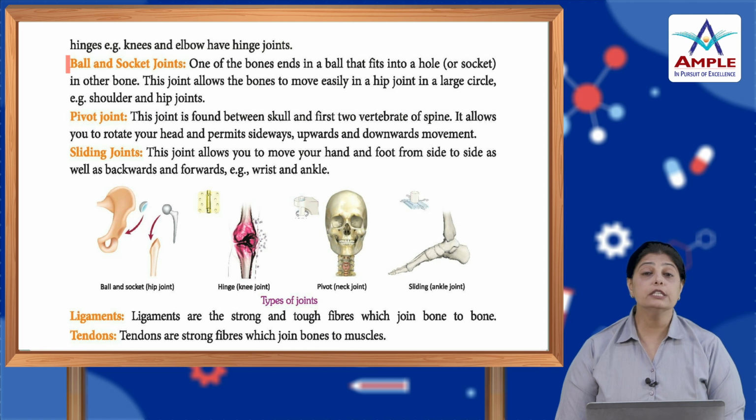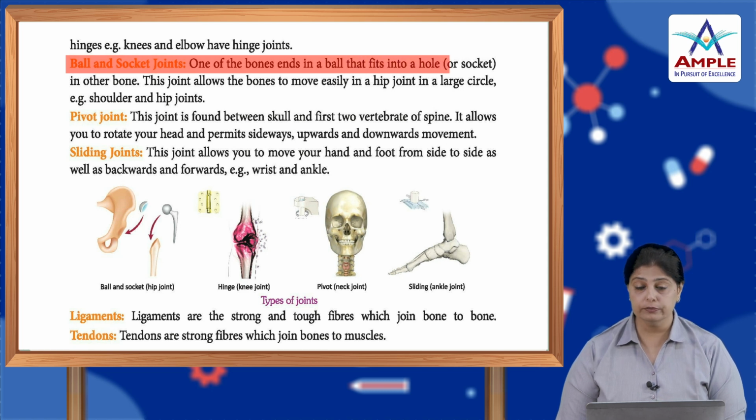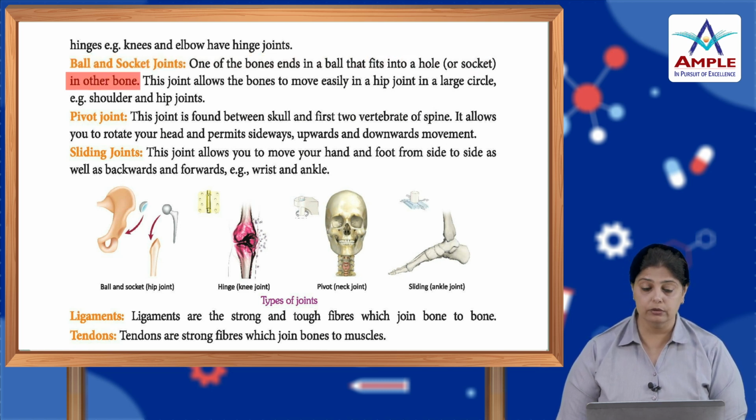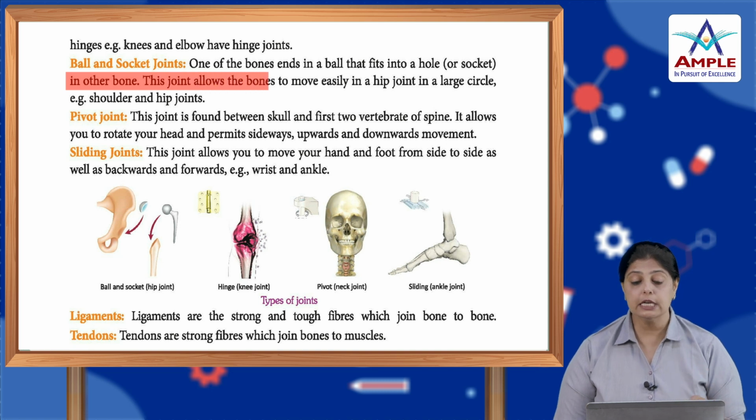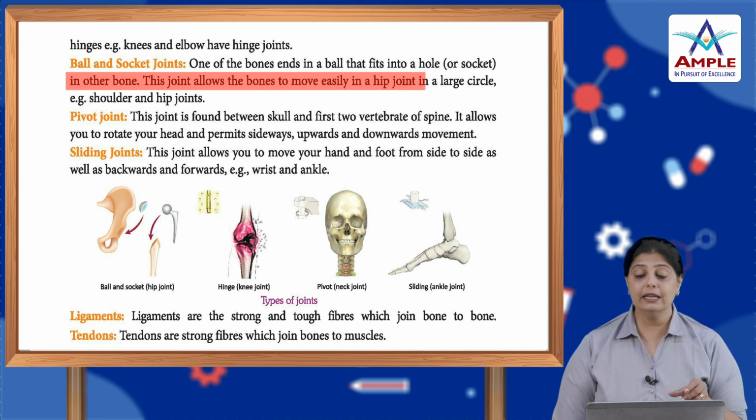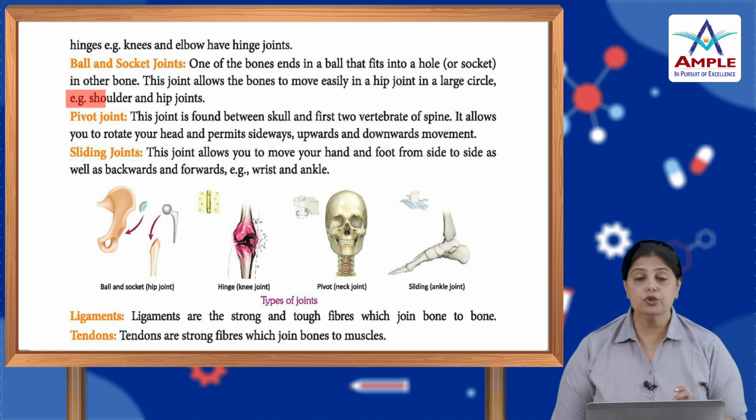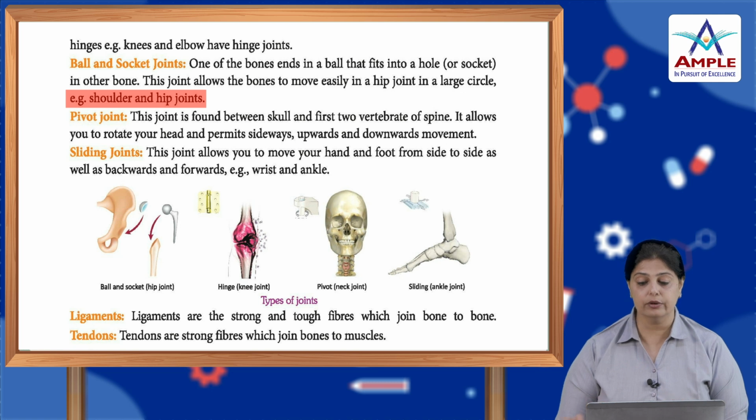Now, there are ball and socket joints. Which are these? One of the bones ends in a ball that fits into a hole or a socket in another bone. This joint allows the bones to move easily in a large circle, as in the hip joint. Shoulder and hip joints are examples of ball and socket joints. So, there are socket joints near our shoulder areas or our hip areas that help us to move easily in a large circle.